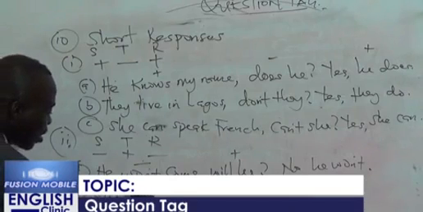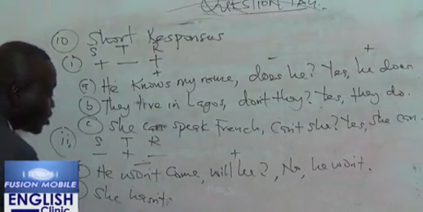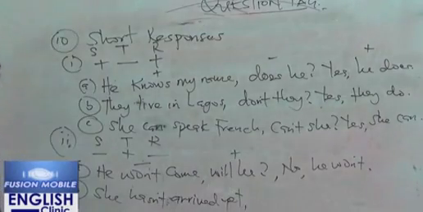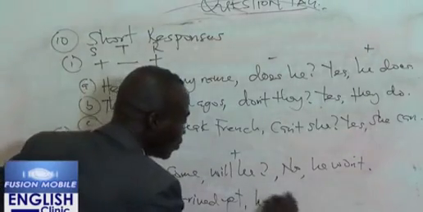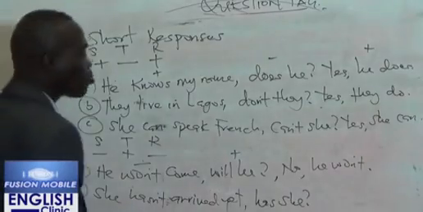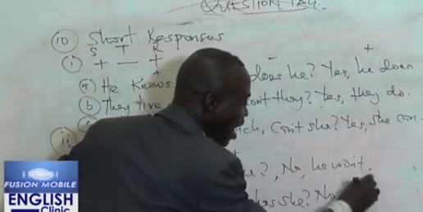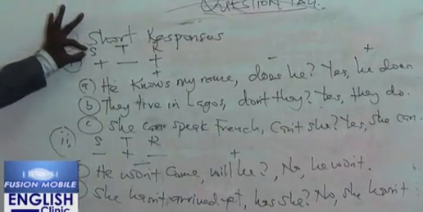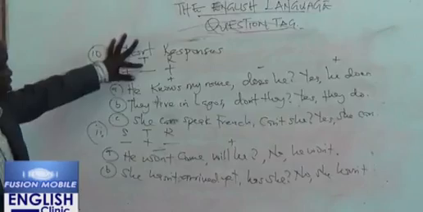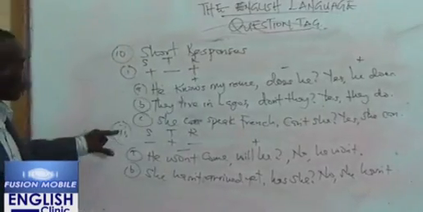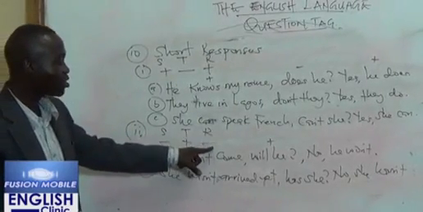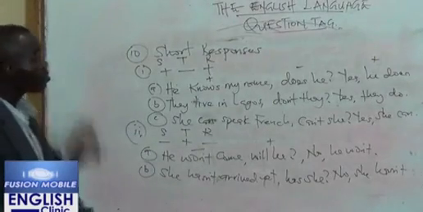B. She hasn't arrived yet. The tag will be: has she? That's the tag. The response will be: no, she hasn't. So, the summary of rule number 10, short response, is that number 1, when the statement is positive, the tag is negative, then the response is positive. Number 2, when the statement is negative, the tag is positive, and the response is negative. So this concludes our discussion of question tag.